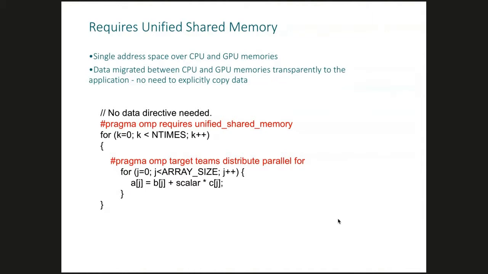This sounds good, but it requires unified shared memory. So maybe don't be too worried about the memory allocators. It's actually a single address space over CPU and GPU memories. Data migrate between CPU and GPU memory transparently to the application. No need to explicitly copy it. Sounds encouraging. So in OpenMP, if you require unified shared memory, then you simply use target teams distribute to distribute your parallel work. Done.